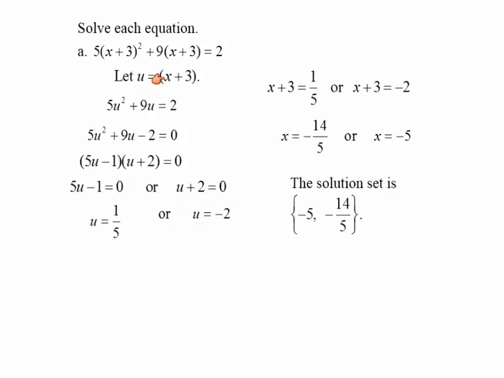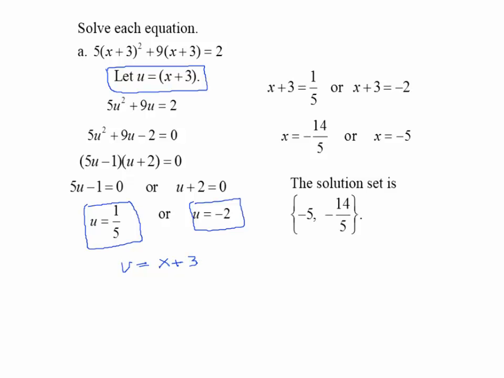Or, if u is equal to negative 2, then I plug it back in here again. So once I find these two values, I'll go back to my original assumptions. I said u is equal to x plus 3. The two cases I have to check: one would be when u is equal to 1 over 5. The other one would be when u is equal to minus 1/2.